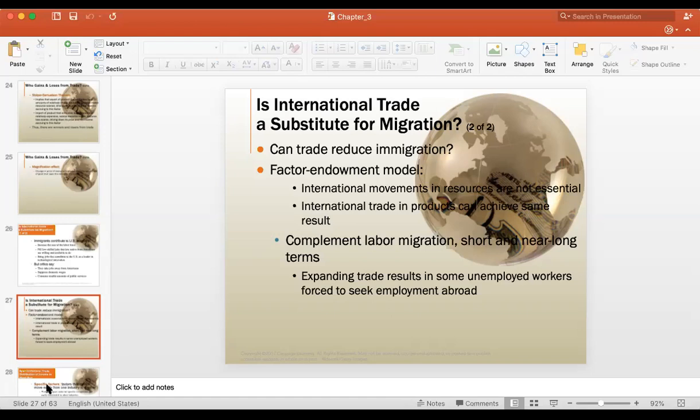Number two, trade is allowing Mexican workers to actually produce labor-intensive goods in Mexico and ship them over to the US. In other words, creating jobs for workers in Mexico. Everyone now understands the impact of trade on immigration in the long run?